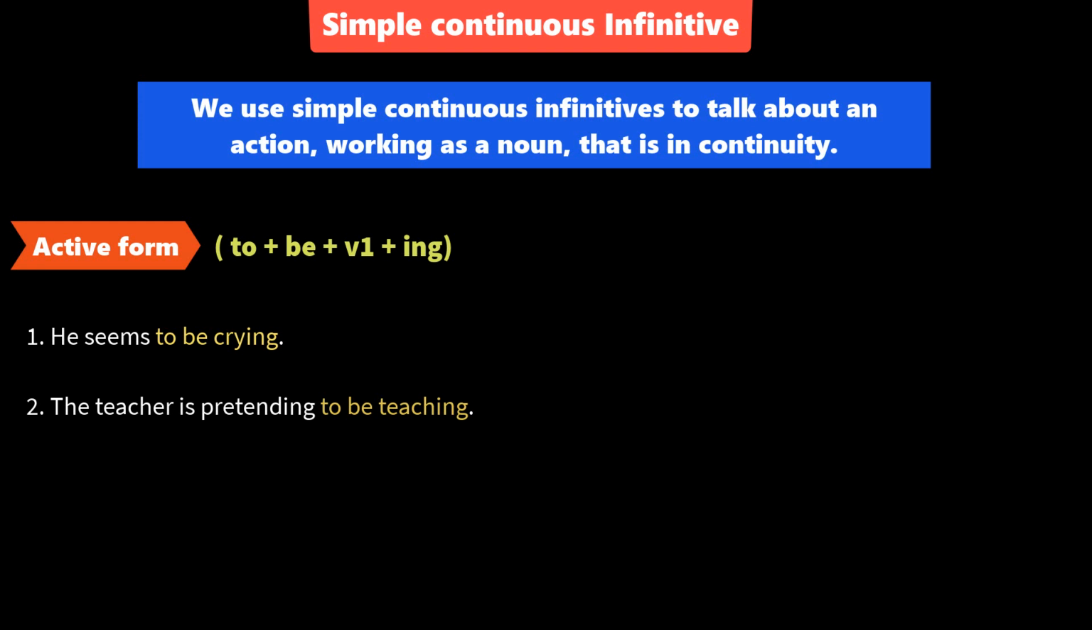All right. And when we talk about passive form under simple continuous infinitives, we simply do not have any passive form. So now we're going to look at perfect infinitives. And why do we use perfect infinitives?